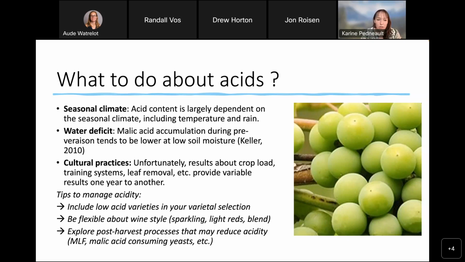You can also explore some post-harvest processes. Obviously, you know about malolactic fermentation that consumes the malic acid, but maybe you can also work on malic acid consuming yeast. You can try partial drying of grapes, which is also a way to reduce the acidity in berries. So there are a few things that you can try to manage the acidity post harvest.